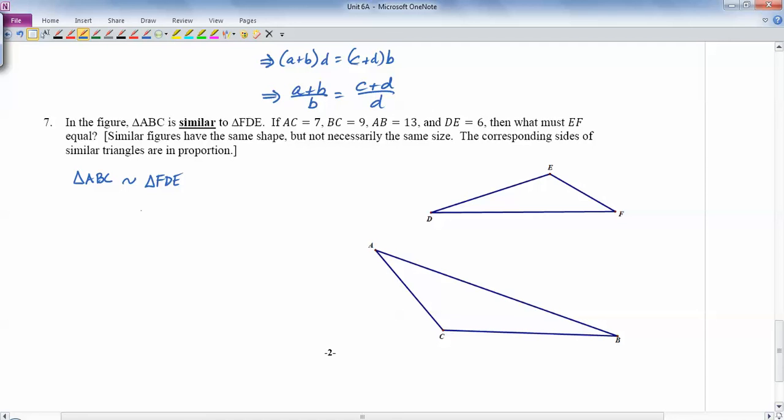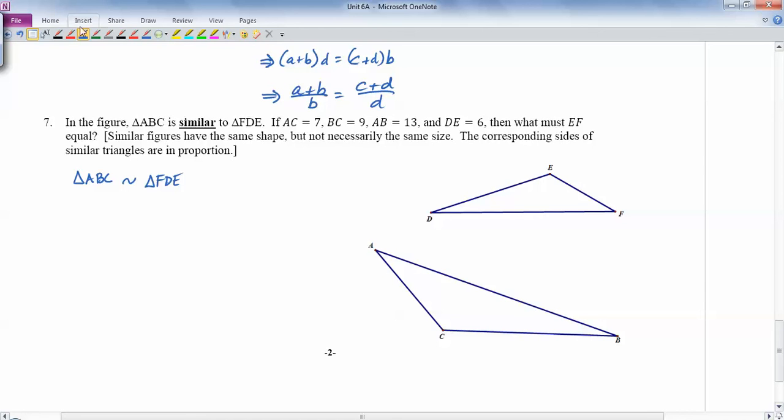Okay, and similar, we talked about briefly last year. It's really same size, but not necessarily the same shape. Or sorry, same shape, but not necessarily the same size, right? It says it right here. It's basically like if you shrunk or expanded something else and kept everything in proportion, right? Just like when we did congruent triangles, the order that the letters are in matter.